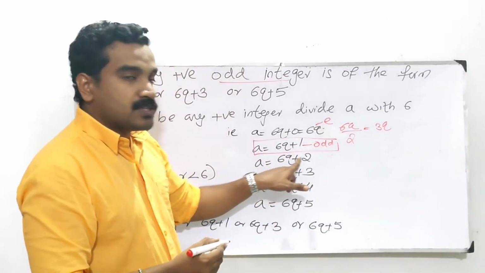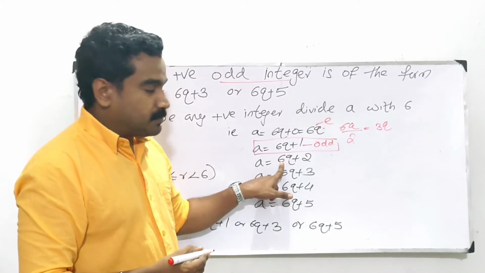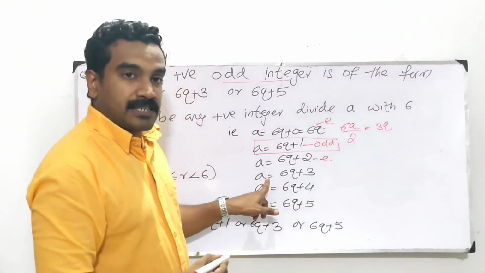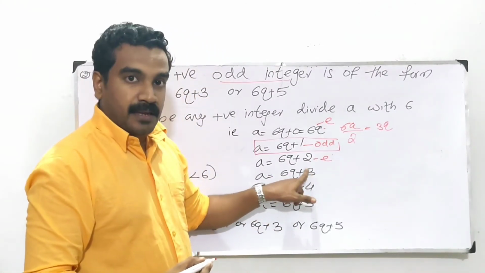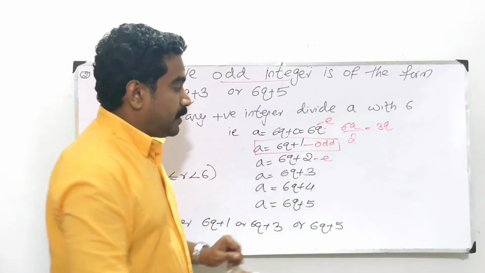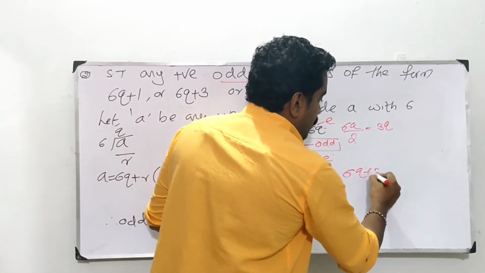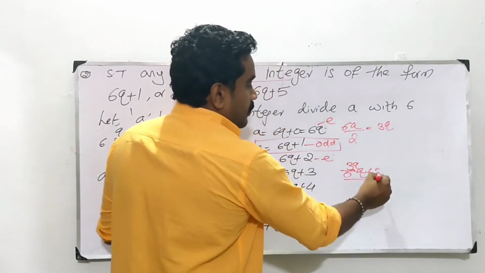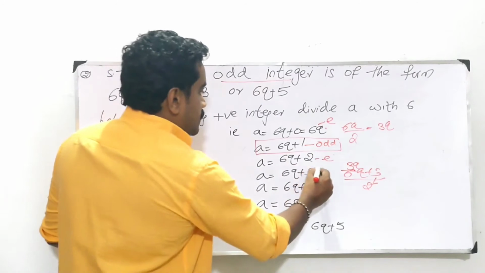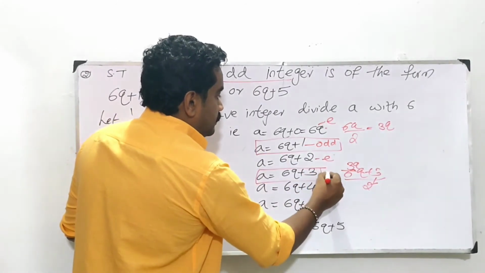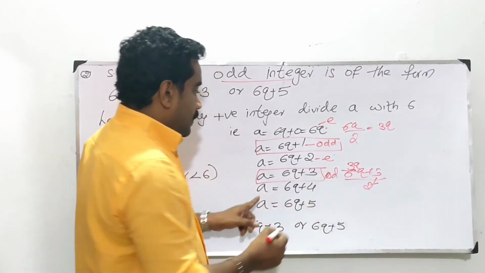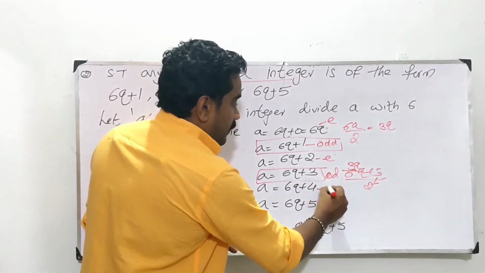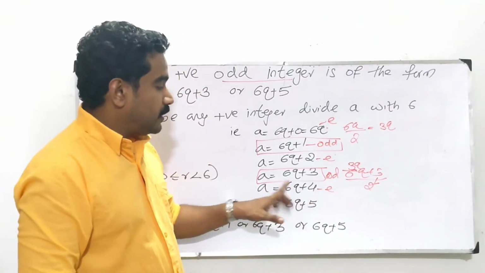And look here, a equal to 6q plus 2. 6q by 2 is possible, 2 by 2 is also possible, so it is even. And next one, a equal to 6q plus 3, all divided by 2. 6q to 3q, but 3 by 2 is not possible. So 6q plus 3 is an odd number. And a equal to 6q plus 4 is completely divisible by 2, so it is even. And a equal to 6q plus 5 is not divisible by 2.